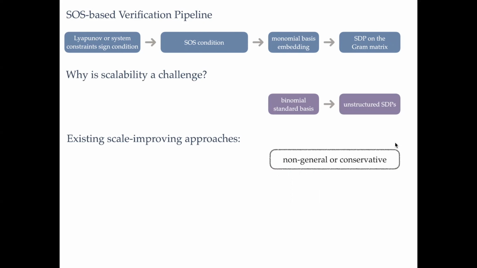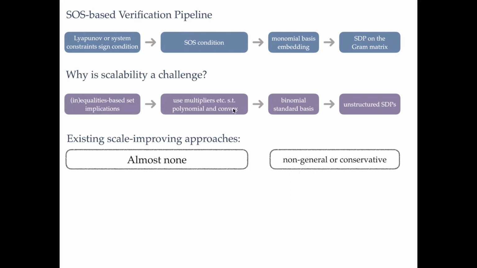But the bigger gap seems to be that so far, the overheads or inefficiencies coming from the first two stages are rarely addressed or even acknowledged. We will discuss the details in a little bit, but for now, let me just say the standard approach relies on inequality-based set implications and auxiliary multipliers and/or indeterminates for the sake of having convex formulations. And those are mathematical overheads, and they lead to bloated SDPs at the lower end.